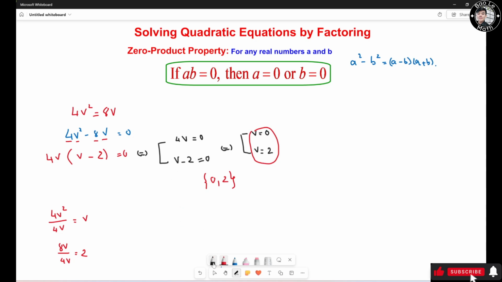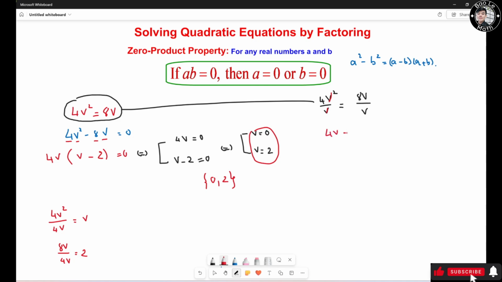Now, let me solve by making a mistake, right? If I make a mistake, it's going to be like this: divide both sides by v. So I have 4v squared divided by v equals 8v divided by v, right? And then this guy cancels out, so I have 4v equals, this guy cancels out, 8. So v equals 8 divided by 4, which is 2, right? So I only have one solution, which is not right. I need two solutions right here. So that's why you miss one solution. By doing it this way, this is wrong. So keep that in mind.